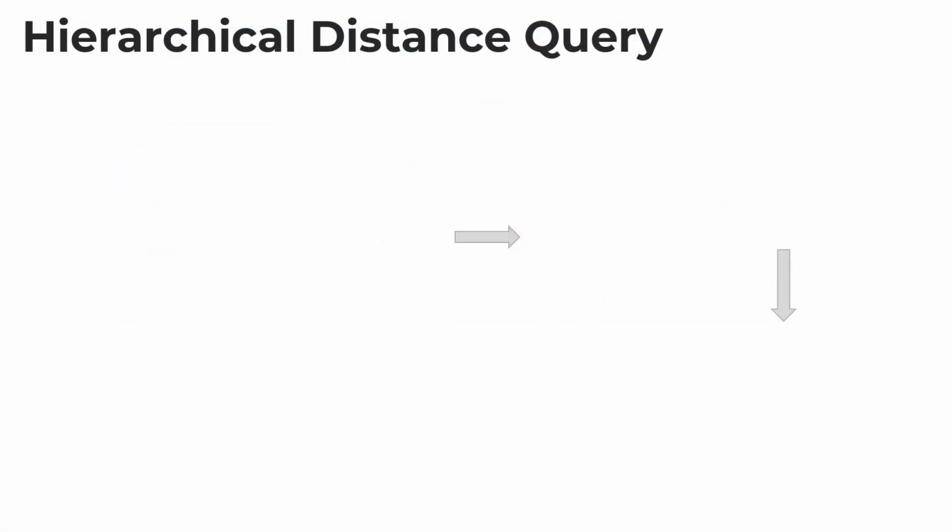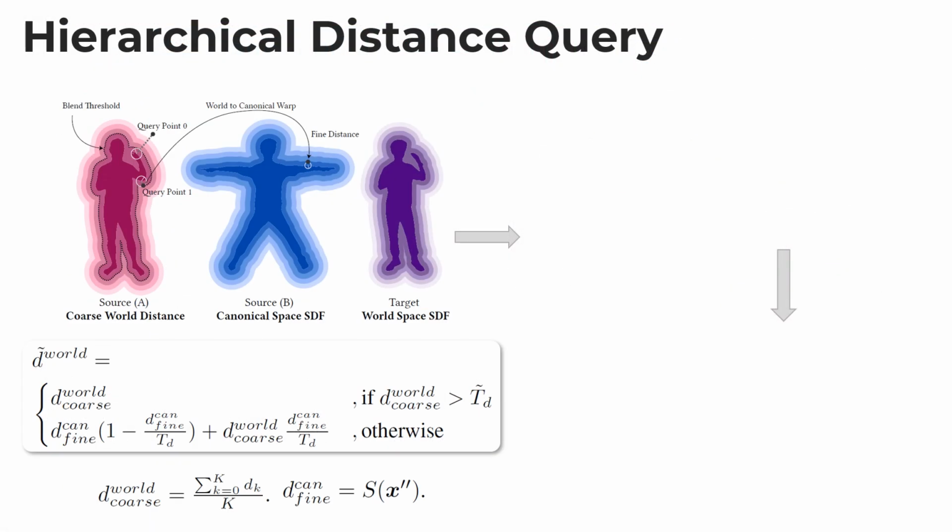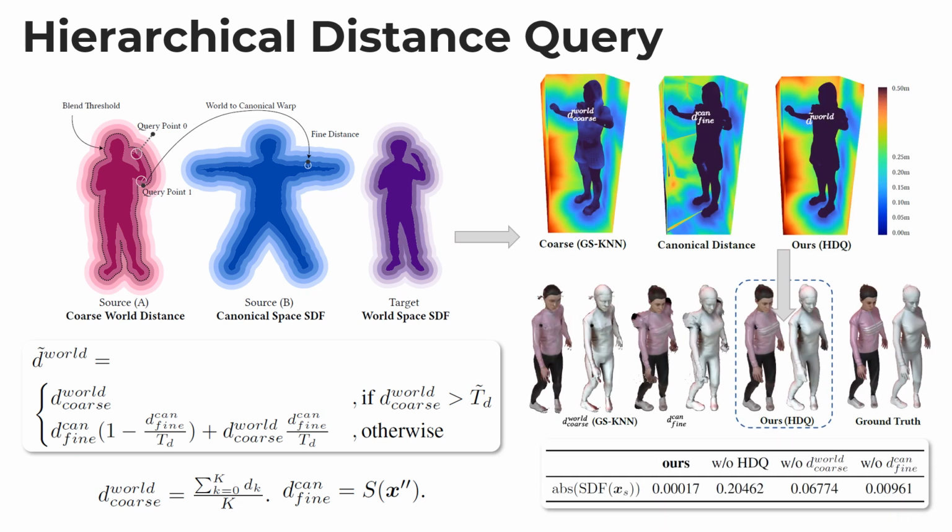Given the world space query point x, we approximate its world space distance to the closest surface point on the neural avatar with the hierarchical distance query algorithm, which is later used for sphere tracing. The query algorithm consists of 4 stages: A. Coarse distance query, B. Inverse warping, C. Fine distance query, and D. Smooth distance blending.